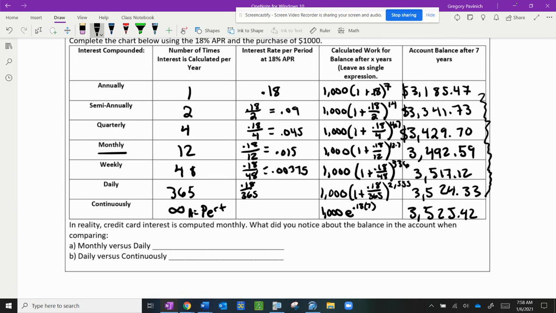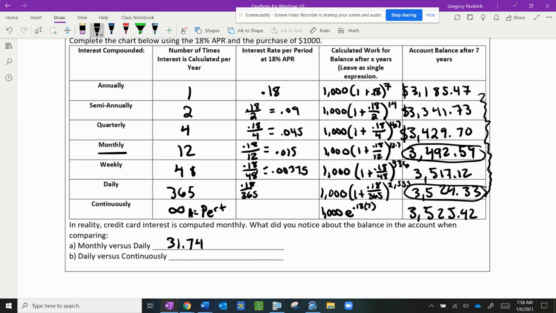So what is the difference between monthly and daily? So we're going to subtract those two values, $3,524.33 minus $3,492.59. That's going to be about $31.74, and that's over 7 years. So that's not even that big of a change. If you think over 7 years, that's how much extra money you're going to be charged.